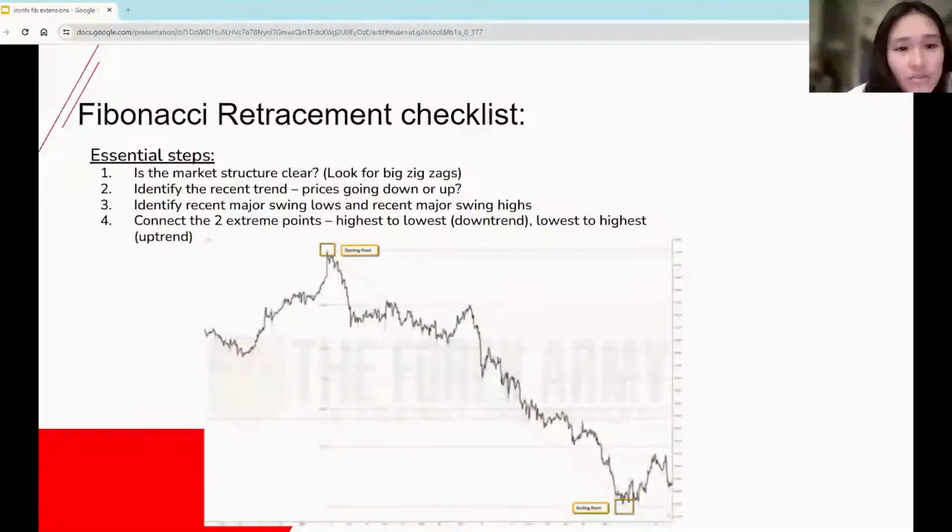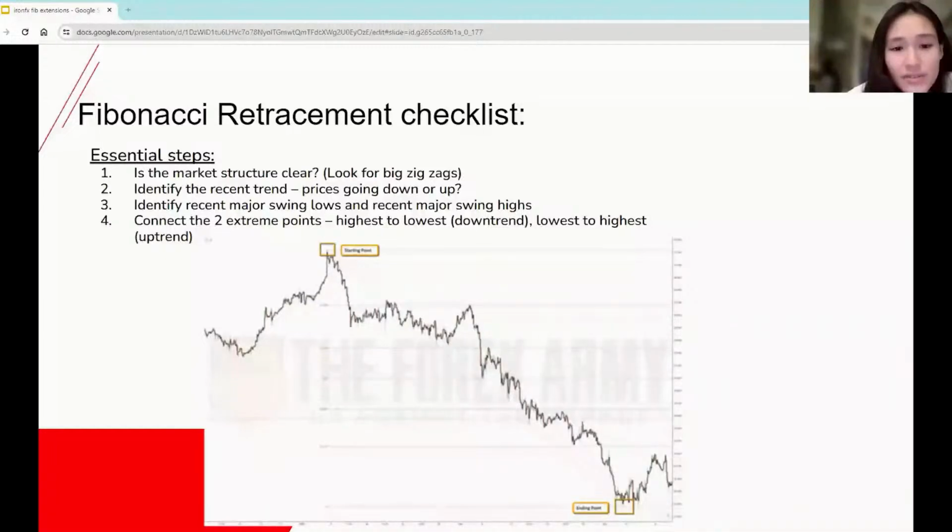Here's our recap on last week's Fibonacci retracement. A very simple checklist to follow when you're first starting out with Fib retracements, and some things to look out for. Firstly, is the market structure clear? We want to look for big zigzag patterns, and we'll show you some examples in the coming slides. Next, we're looking for recent trends. We want to identify whether the trend is going up or down, and it's always important to follow the general trend.